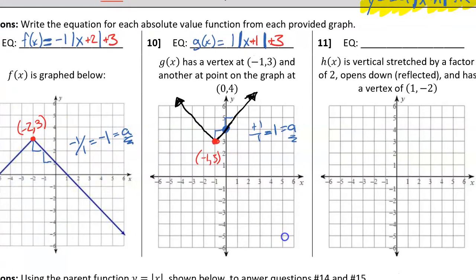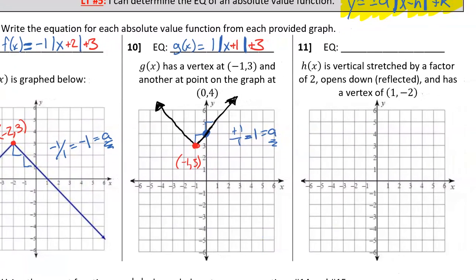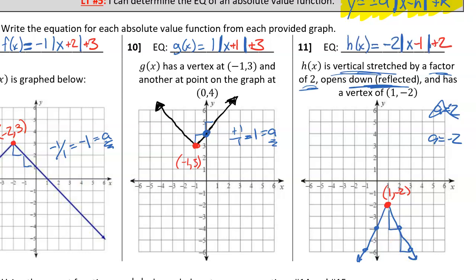Okay, question number 11. Again, similar, but with lots of wording going on. We see that we have our vertex at 1, negative 2, and it says it's stretched by a factor of 2, meaning that our a value is equal to 2 here, but it's also reflected down, meaning that our a value is actually a equals negative 2, giving us a graph that looks something like this, down 2 over 1, down 2 over 1. Putting this all together, h of x equals negative 2 absolute value of x minus 1 plus 2.